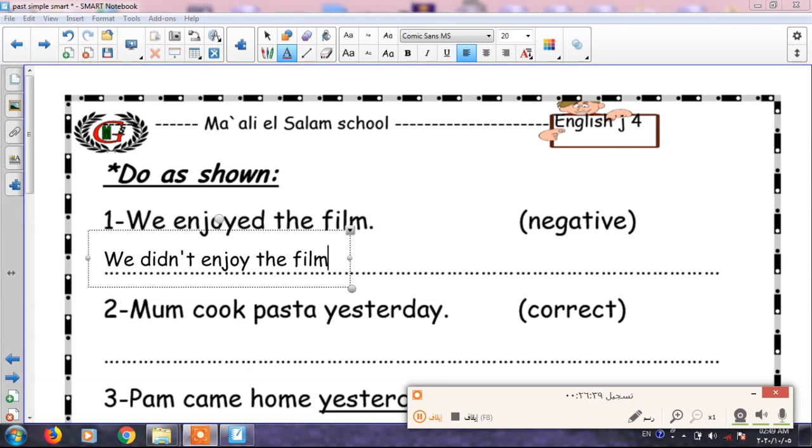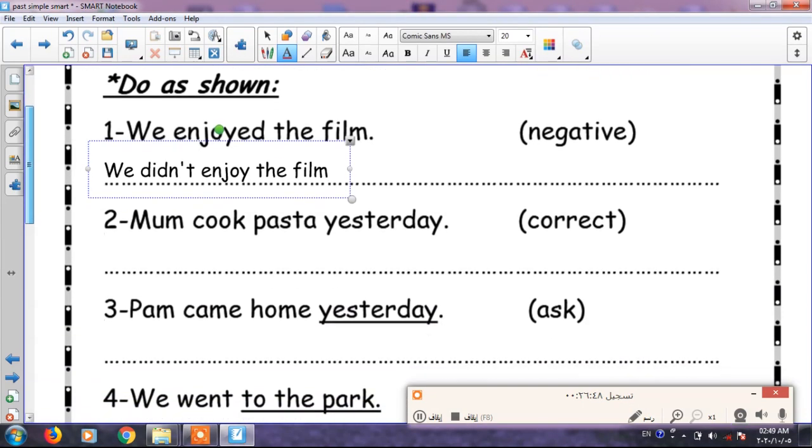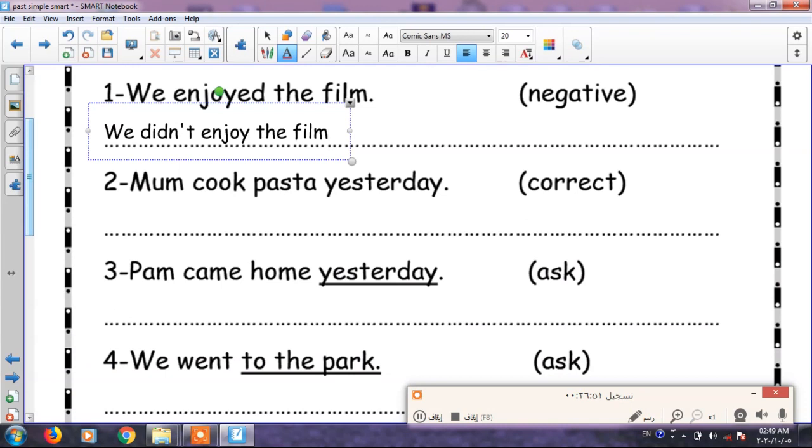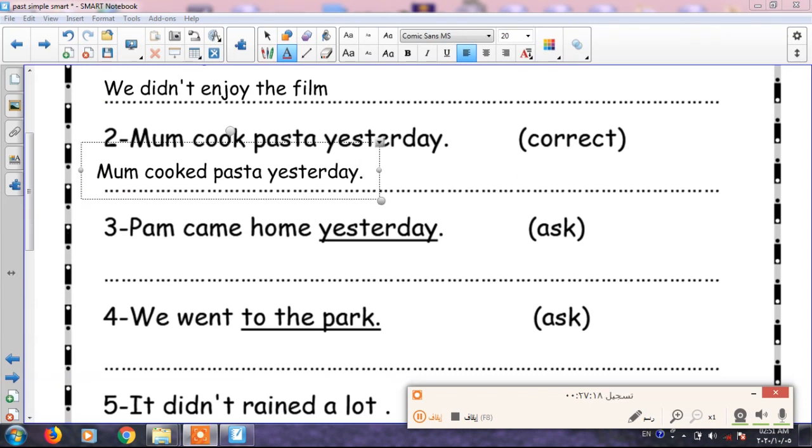So it will be, we didn't enjoy the film. Okay, number 2. Mom cooks pasta yesterday. Correct. Here, what's the mistake? Can I say Mom cooks pasta yesterday? This is an action in the past, so the verb must be in the past form. So it will be Mom cooked pasta yesterday.